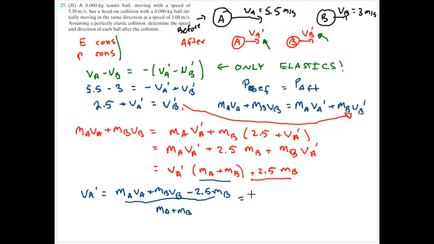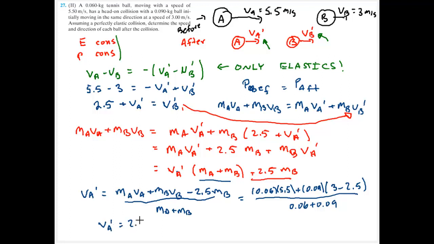And now it's a simple matter of plugging these in, where A is going to be the tennis ball, so 0.06 kilograms traveling at 5.5 meters per second. I'm going to have my other ball, 0.09, and I can essentially subtract the velocities, so that's going to be 3 minus 2.5. I've just done a little bit of factoring there on you. And that's going to be 0.06 plus 0.09. So I can get the velocity of A afterwards to be equal to 2.5 meters per second.